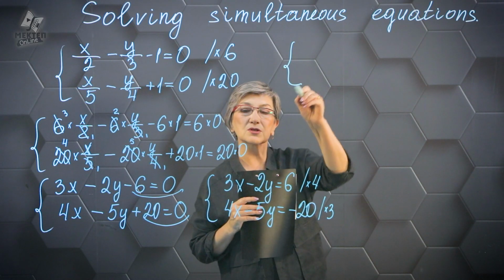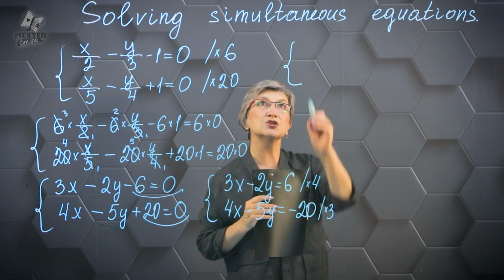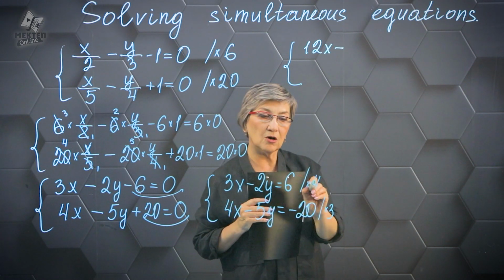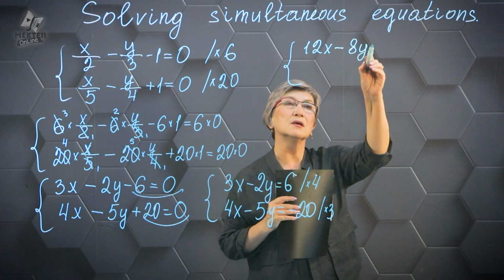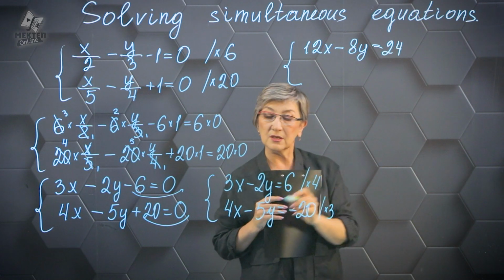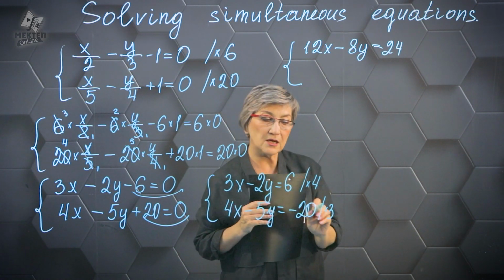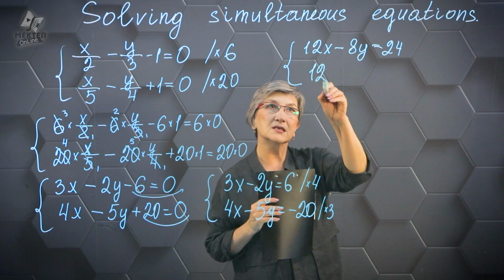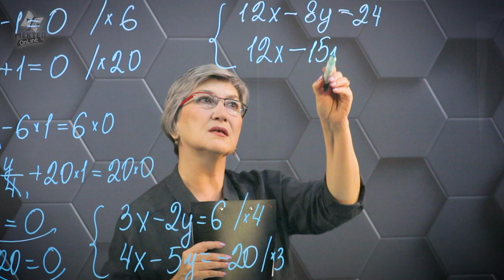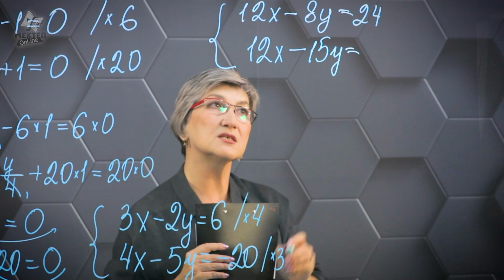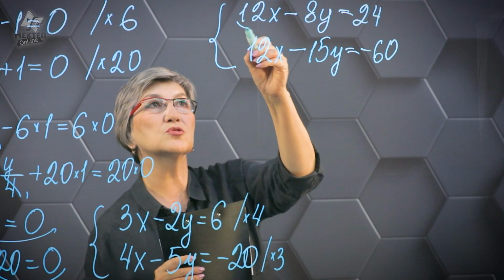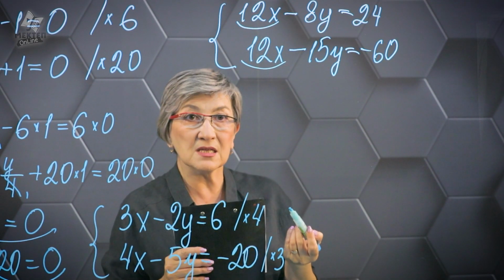What will be the result? I will multiply 3x by 4. This is 12x. Minus 2y multiplied by 4 equals 8y. Equals 6 multiplied by 4. This is 24. Next, the second equation, I will multiply 4x by 3. We get 12x. Minus, I will multiply 5y by 3. This is 15y. This equals negative 20 times 3, which is negative 60. What was the result? We saw that the coefficients for variable x are the same.